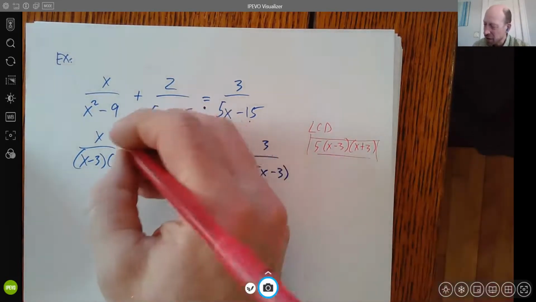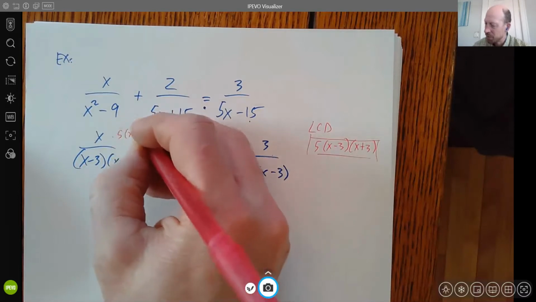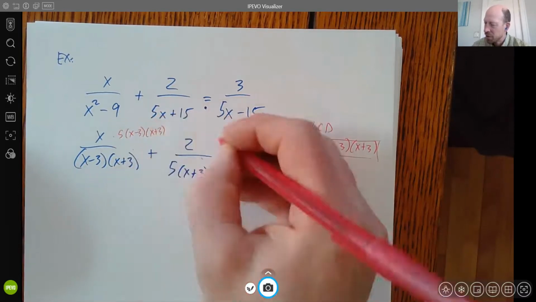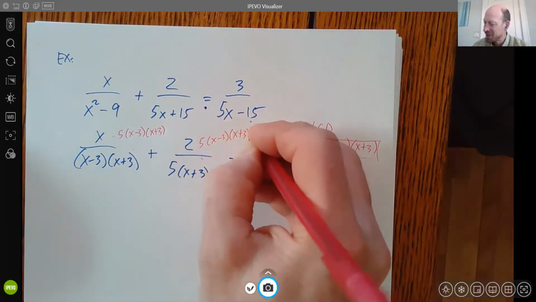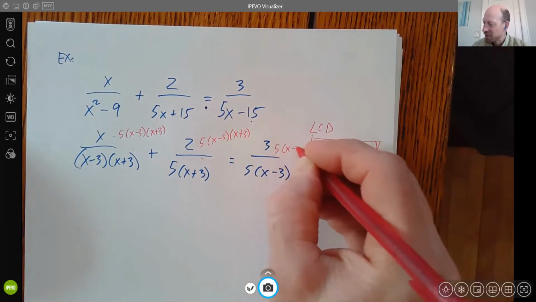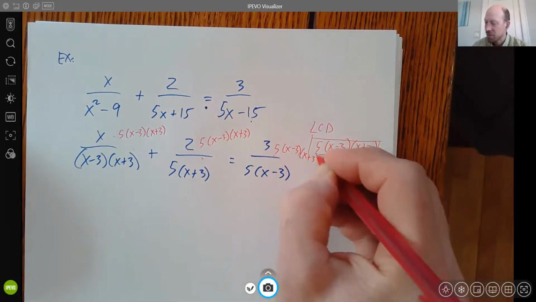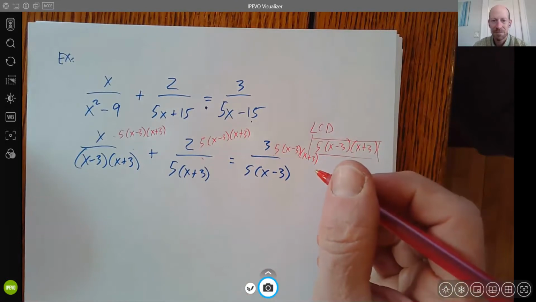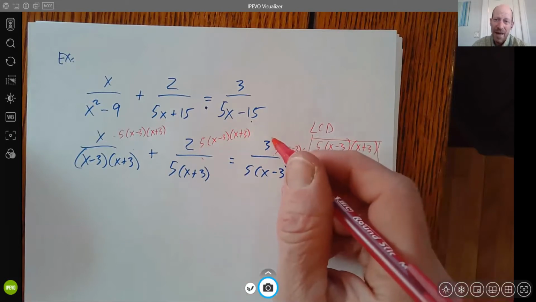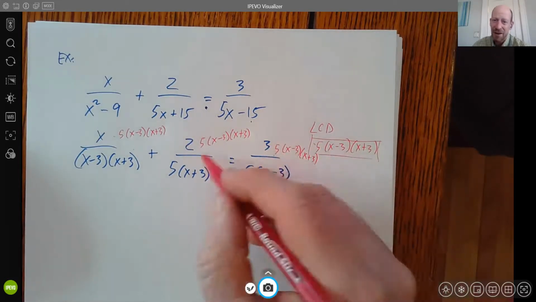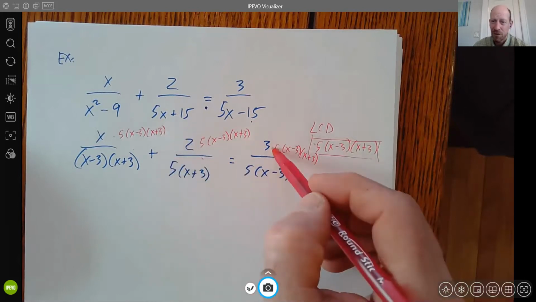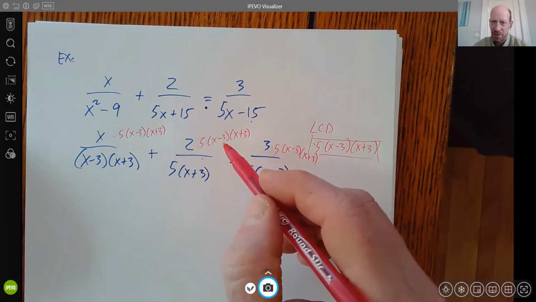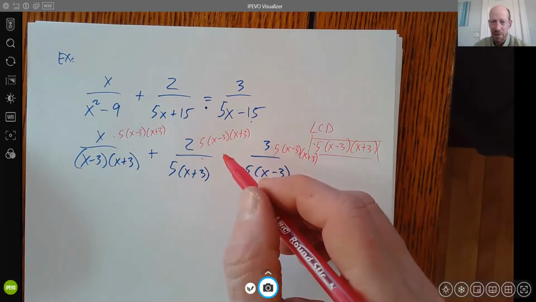The way I like to do that is just write that here in the numerator. So 5(x minus 3)(x plus 3), 5(x minus 3)(x plus 3). I need to multiply every piece by the same thing. Or sorry, not every factor, every term, right? There's 3 big terms here. So all of them get multiplied by the same thing. Otherwise, I've messed up my equation.